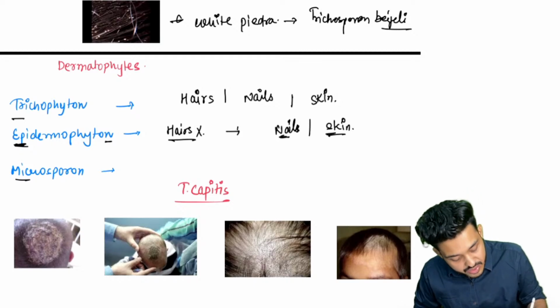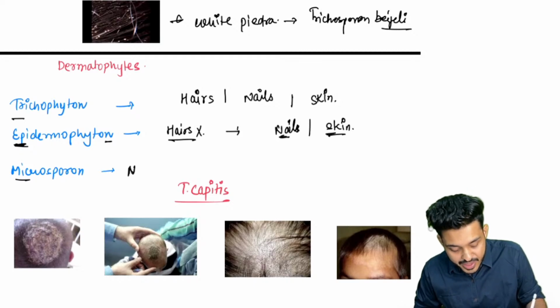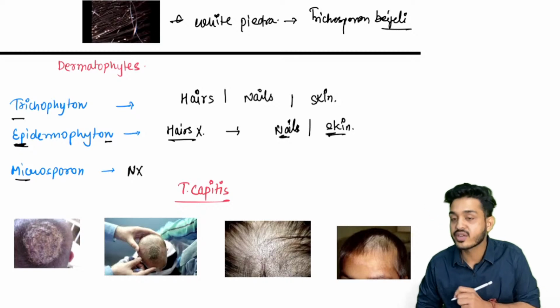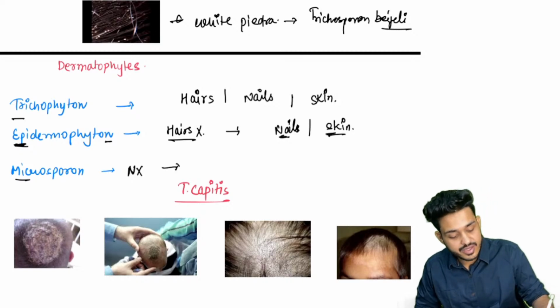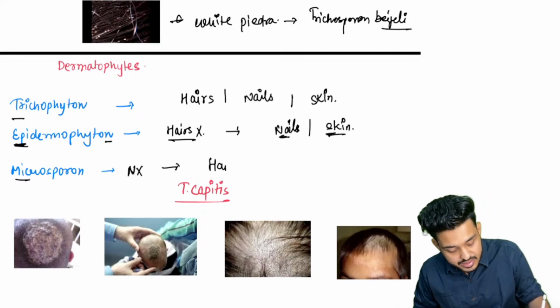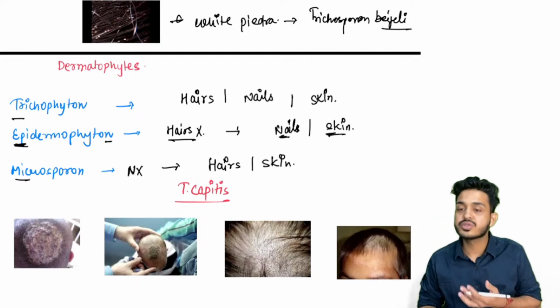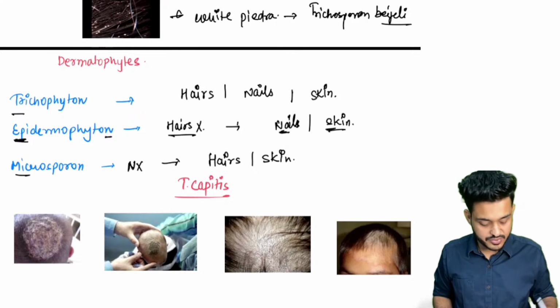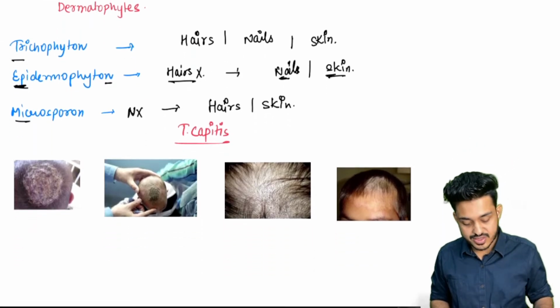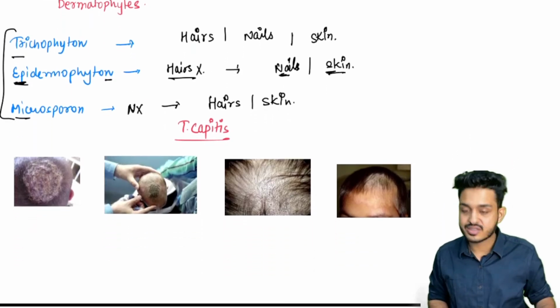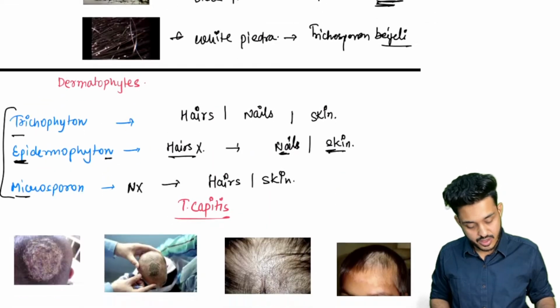Okay, and after Microsporum comes N, M is followed by N, so it won't be affecting your nails. What it will affect are your hairs and your skin. This is how you should remember it, just for the remembering purpose. So these are the three organisms, and these are the three types of dermatophytes.